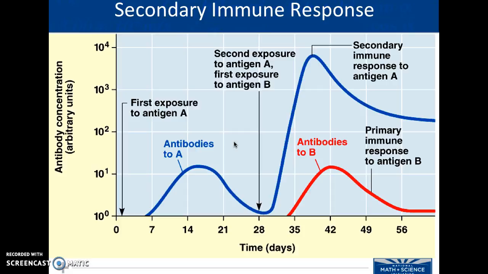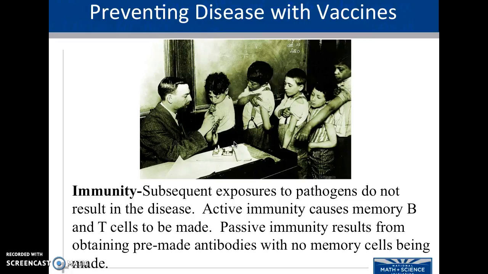So when we talk about artificial immunity or preventing diseases with vaccines, what we figured out was that subsequent exposure to pathogens doesn't result in the disease. So the first time I will get sick, my body mounts an immune response, I get better. The second time, my body is already ready, I have memory B and T cells, and so my active immunity causes those cells to be made, and the pre-made antibodies kill off anything without my immune system having to get running again. What this means is that I rarely will get sick again when I'm exposed to the same disease.